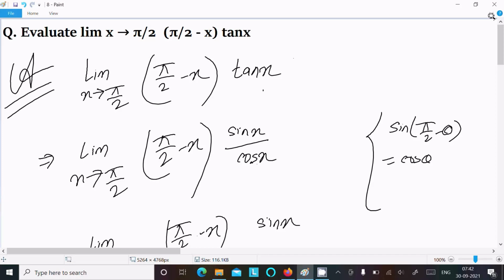So this is the way we can evaluate the limit x tends to pi by 2 of (pi by 2 minus x) tan x.